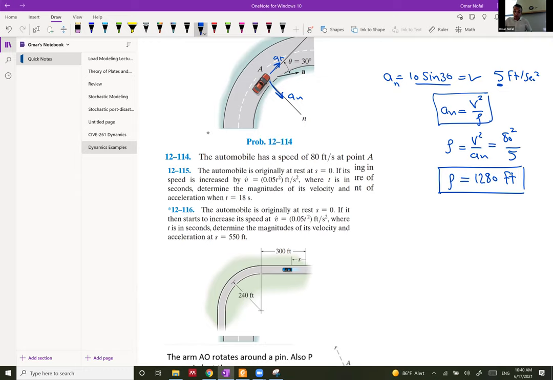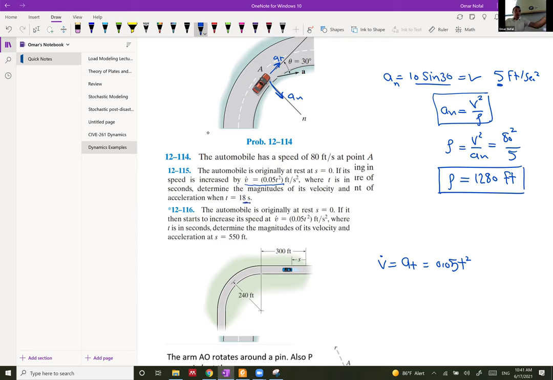So you basically have here the V dot. It says the automobile started at distance zero. If its speed is increased, so you know the A tangent is equal to 0.05 t squared, which is the V dot, where t is in seconds, determine the magnitude of its velocity at t equal to 18 seconds.